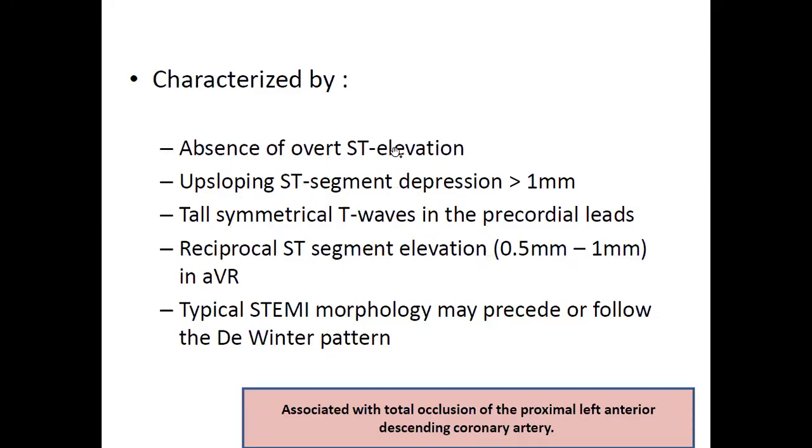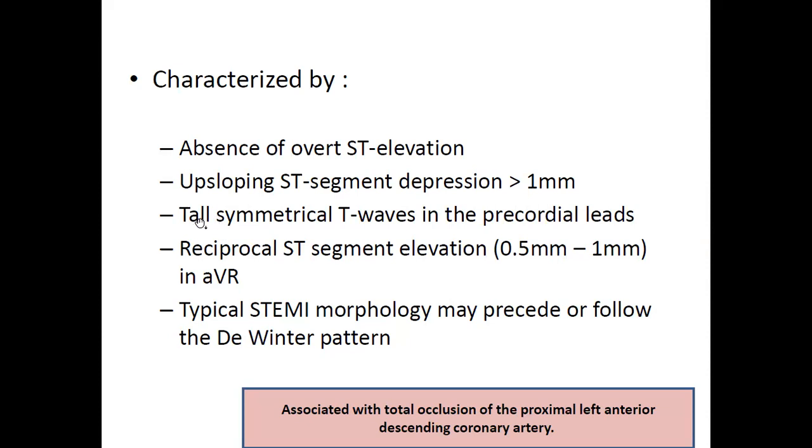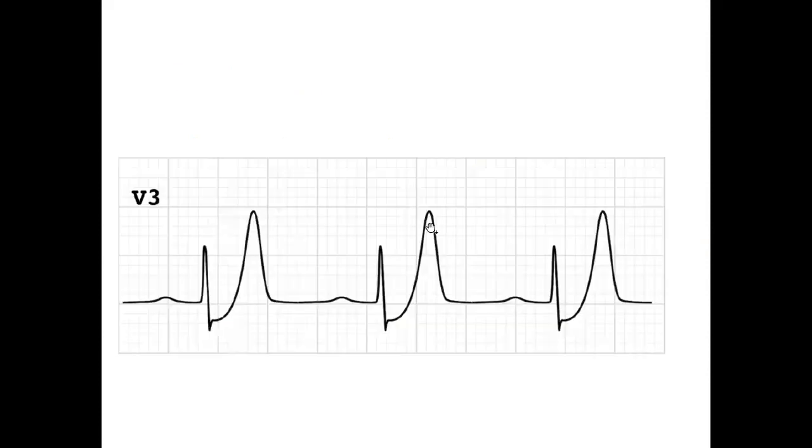So there should be absence of ST elevation. Normally in ST elevation MI, what we see is ST elevation. Here there will be no ST segment elevation. There will be upsloping ST segment depression of more than 1 millimeter, that is more than 1 small square. Then there will be tall symmetrical T waves in the precordial leads. You can see these tall symmetrical T waves in the precordial leads, that is V1 to V6.